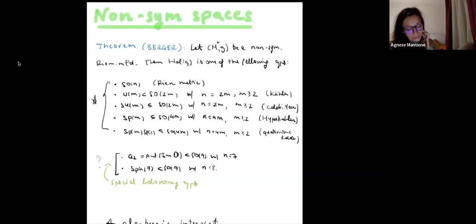Okay, so next, the situation gets more difficult once we take away this symmetry condition. Berger furnished a classification, or somehow a list actually, of groups that could be the holonomy of non-symmetric spaces. But when he first introduced this list, it wasn't clear whether all of them actually appeared as the holonomy of a non-symmetric Riemannian manifold. So in principle, yes, the holonomy has to be one of the following, but some of these groups could be excluded.